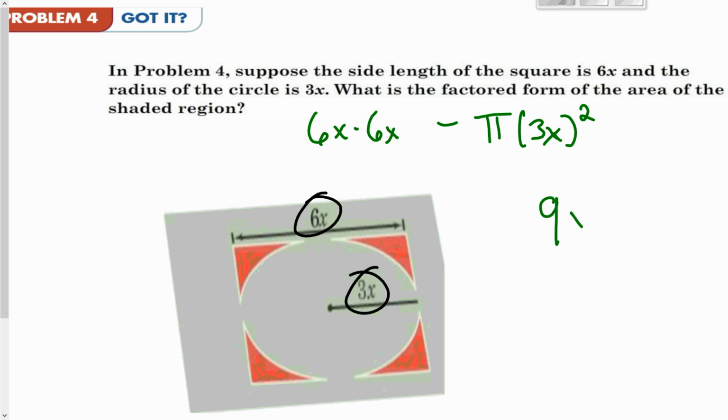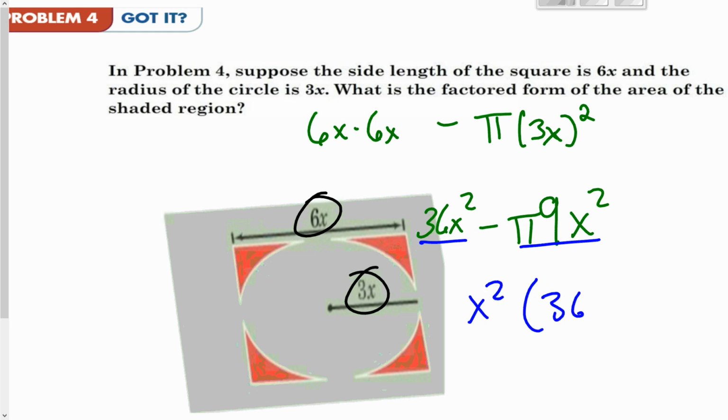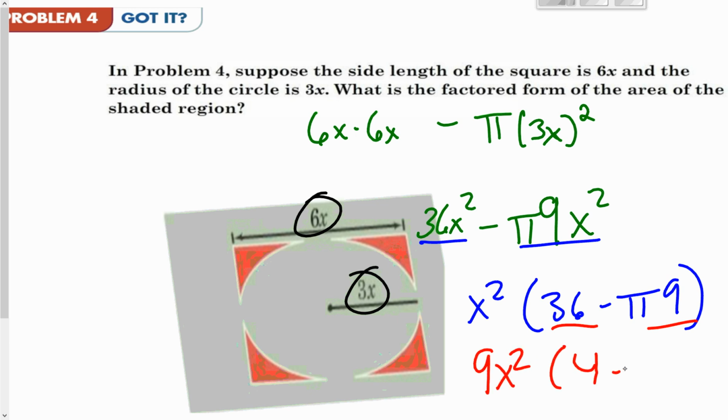That's a 9x squared times pi. And then 6x times 6x is 36x squared. Again, I can't combine these just because the pi's there. Alright, I want to leave pi in terms of the symbol there. And then look at both of these. What can you factor out? Well, I can take out an x squared. What's left? Well, that is 36 minus pi times 9. Well, now we'll look again. Can I take anything more out? I can take out 9. So 9x squared. I get left with a 4 minus pi.